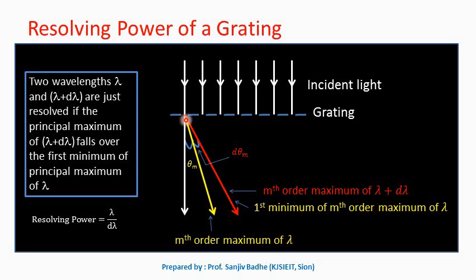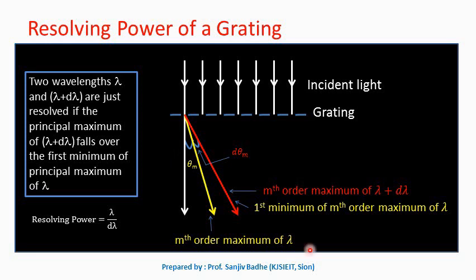Let mth order maximum of lambda be obtained at an angle theta m. Let mth order maximum of lambda plus d lambda be obtained at an angle theta m plus d theta m. So, this angle is d theta m. So, this angle will be theta m plus d theta m.